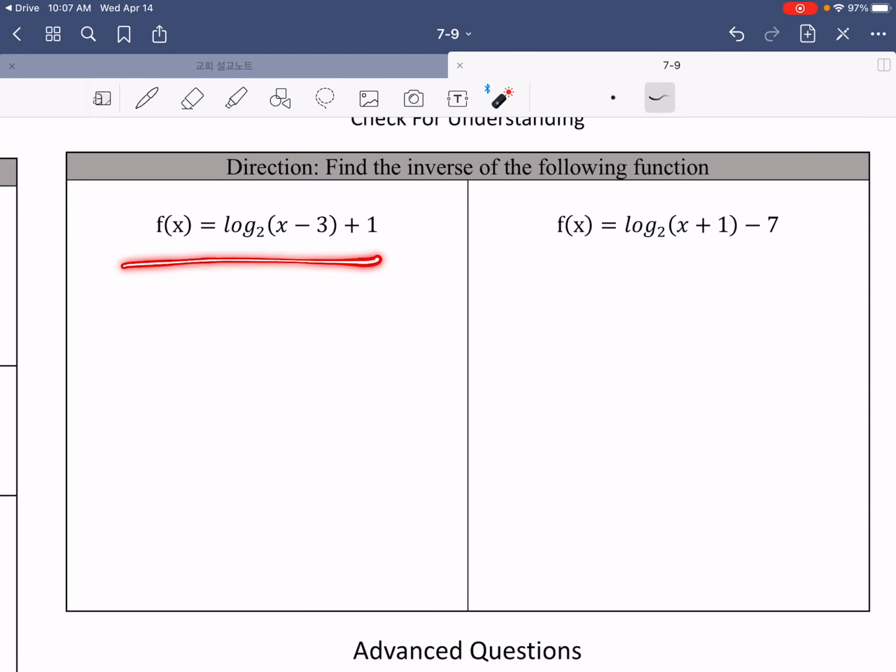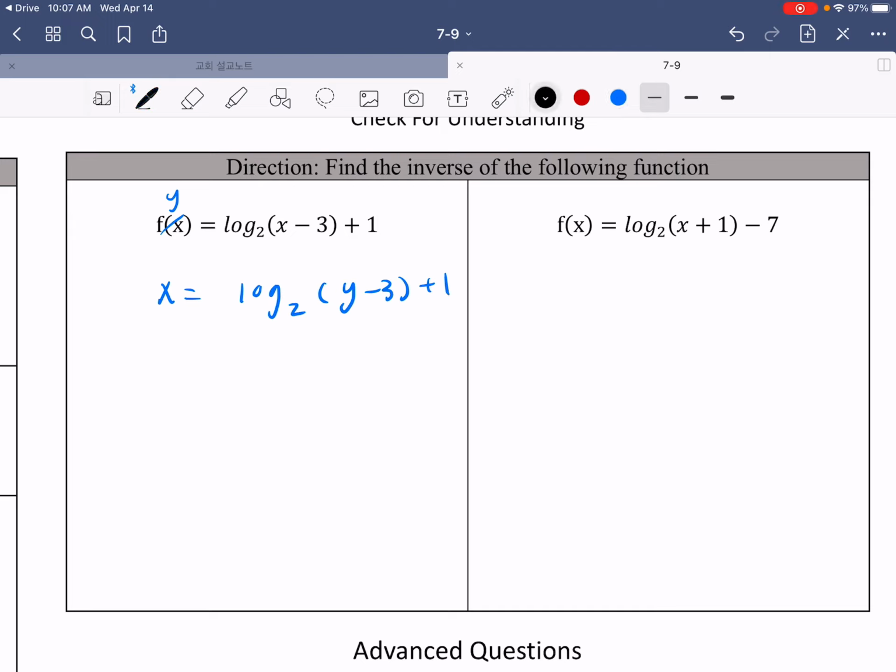So you're going to try this question, all right? So switch x and y first. So it's going to be x equals log base 2 of (y minus 3) plus 1. Oh, this one is a bit more advanced. So let's subtract 1 both sides because it should be isolated. x minus 1 equals log base 2 of (y minus 3).